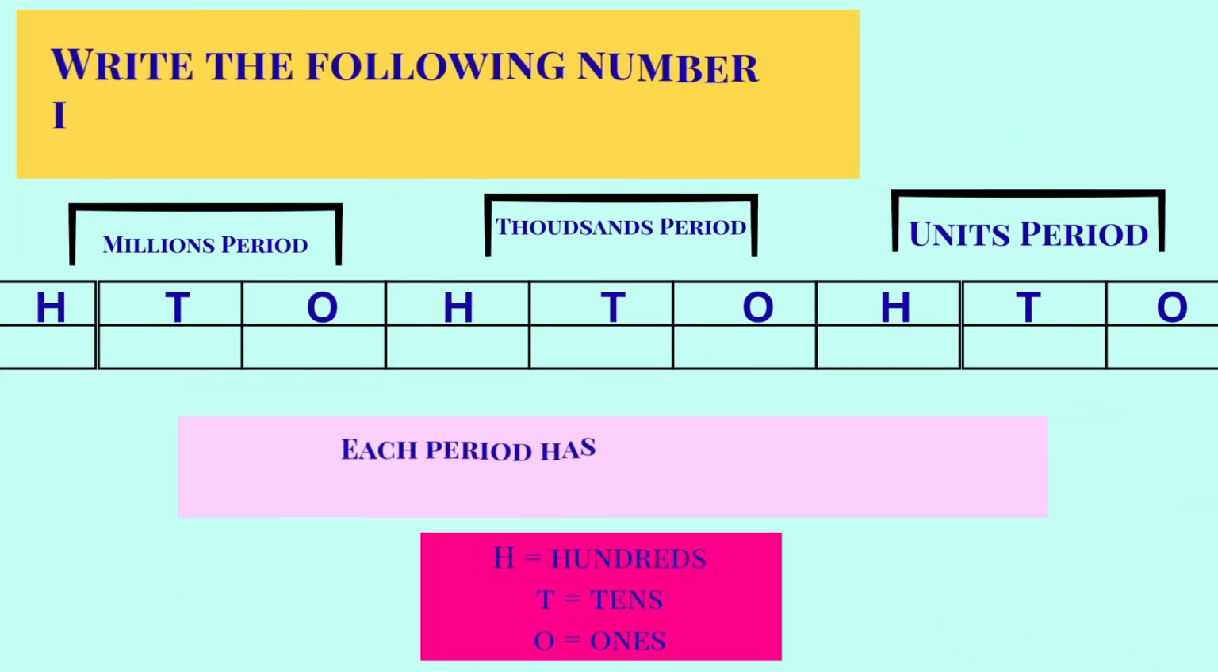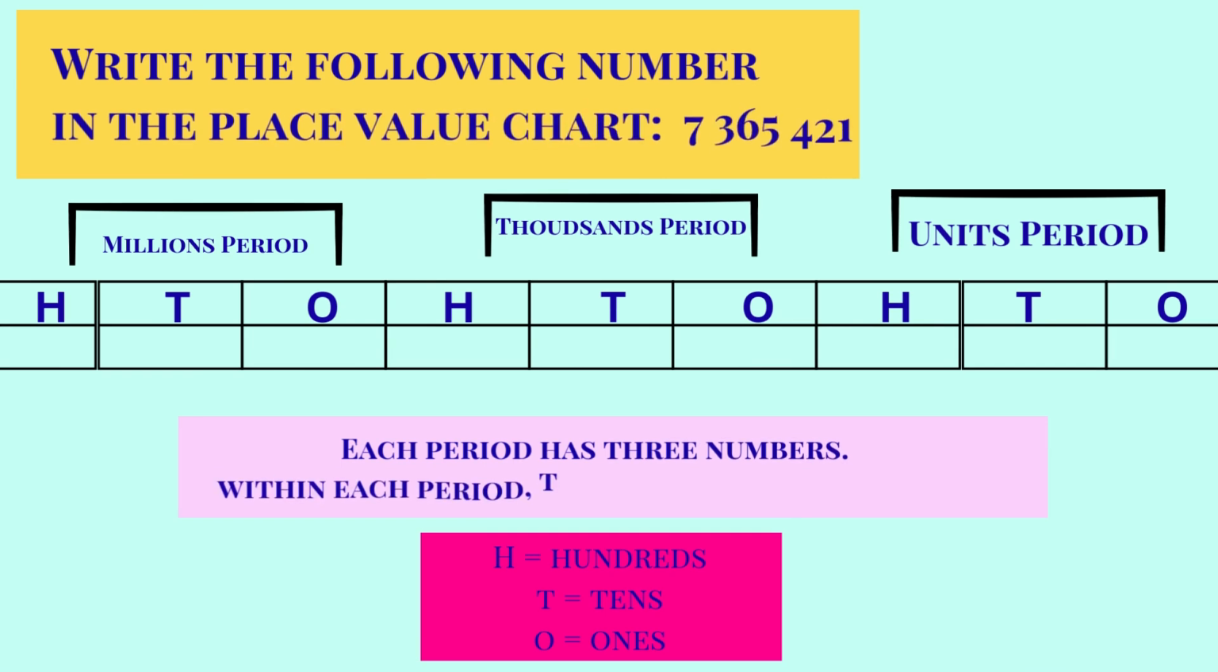Let's start by reviewing the place value chart. A place value chart helps us understand the value of each digit in a number based on its position. The chart is organized into periods, and each period contains 3 place value positions. Here's how our place value chart is organized. We have the millions period, thousands period, and units period. In each period, we have 3 positions: the hundreds place, the tens place, and the ones place.